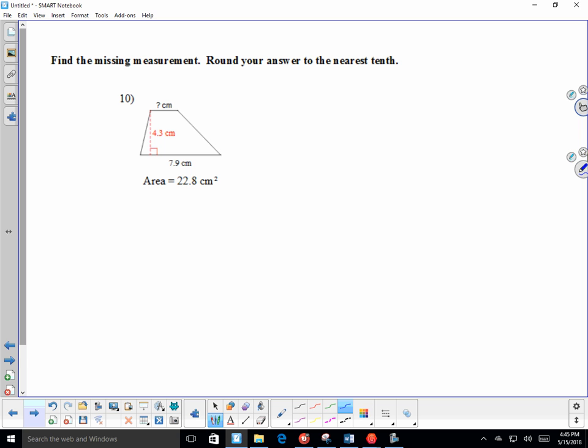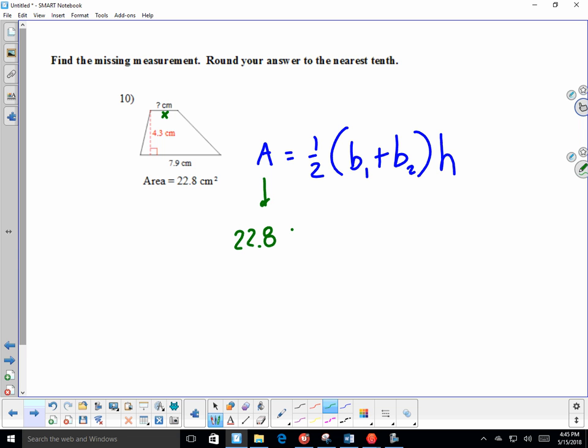Let's take a look at number 10. This time it says find the missing measurement, round your answer to the nearest tenth. Again, it is a trapezoid. Our formula is 1/2 the sum of the bases, so I need those in parentheses, times the height. Well, in this case, we don't know one of the bases, right? I'm going to call this base x. We don't know what that is. But I do know that the area is 22.8, so I can plug that in for A, and that's equal to 1/2 the sum of the bases. Well, that's going to be x plus 7.9, and then the height they do tell us, and that's 4.3.